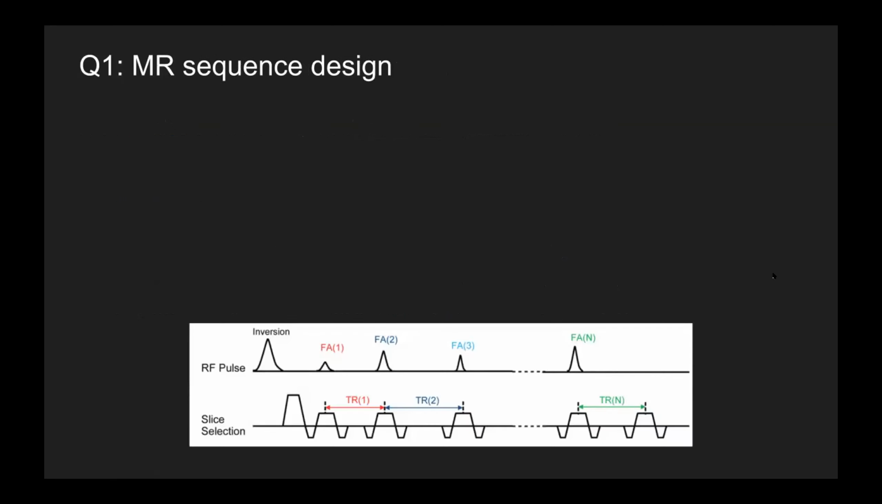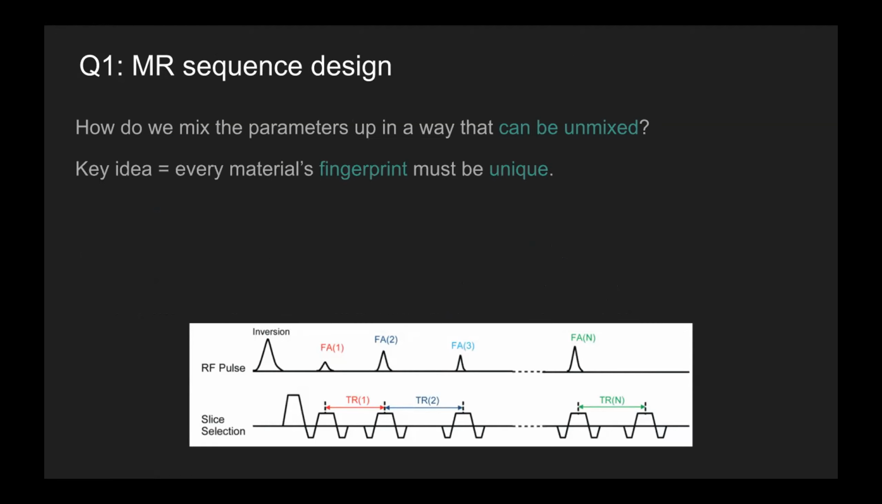All right, so the first question is about the MR sequence design. We are mixing up all the parameters in this funny squiggle, but we need to mix them up in a way that can be unmixed. And the key idea to making that possible is that every material's fingerprint has to be unique. So what kind of MR sequence will give you a unique fingerprint for different materials?